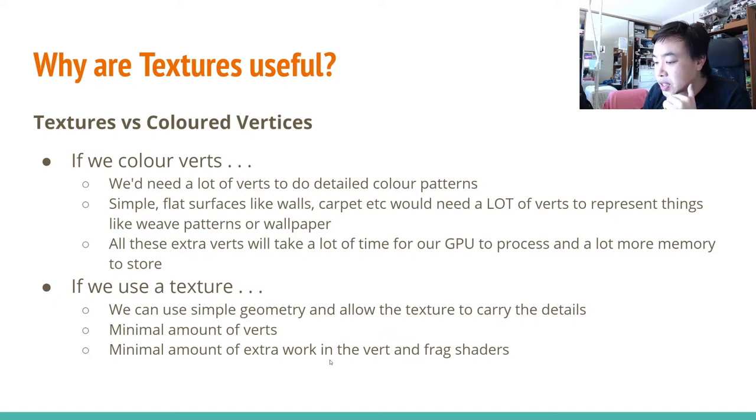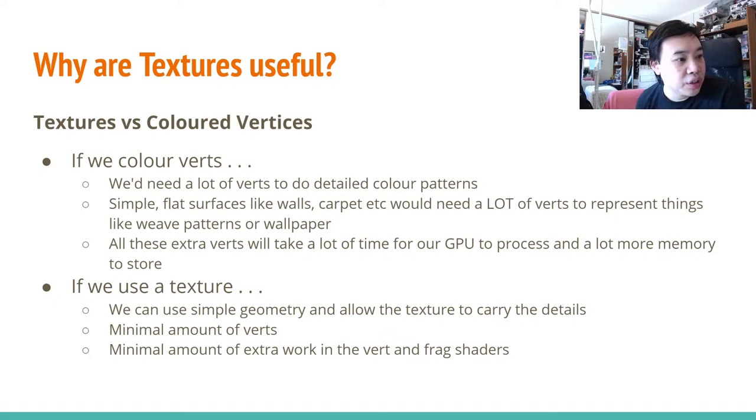Not only is this about minimizing the amount of work in our vertex and fragment shaders, we're also minimizing the amount of memory it takes to store things. It's actually much cheaper in terms of memory storage to store a two-dimensional texture than it is to overly complicate the number of vertices in a piece of terrain or a character or something like that in a scene.